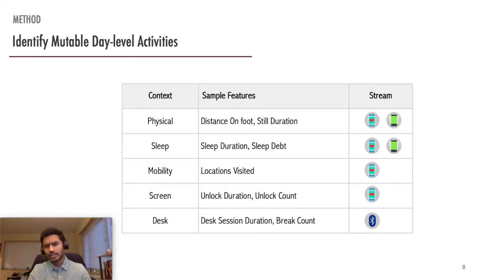With these multiple streams, we first identify certain mutable day-level activities. By mutable, we're referring to features that can be potentially modulated and actionably changed by the individual themselves. So for instance, we look at a variety of contexts, such as physical activities, sleep patterns, mobility, phone activity, and even desk activity at work.